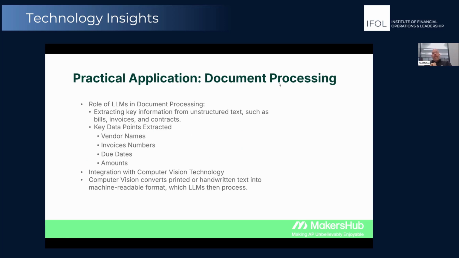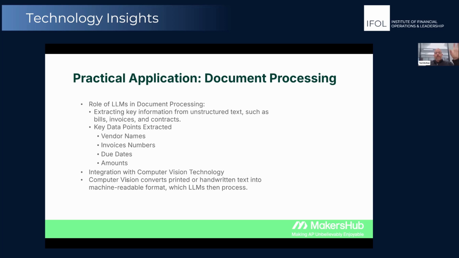So let's take a look at a practical application in document processing. The role of the large language model in document processing is to extract key information from unstructured text. If you think about a bill, bills are like snowflakes. They come in all shapes and sizes, especially with new technology and all the new accounting and ERP type software out there. Your client or your vendor can change them on the fly now. They're not as structured as they used to be, which makes it even harder when you're using an old-fashioned legacy AP model or OCR model to understand what's inside of these bills.